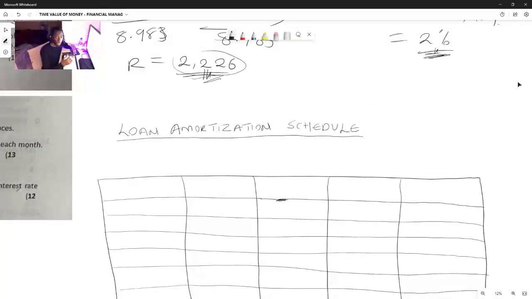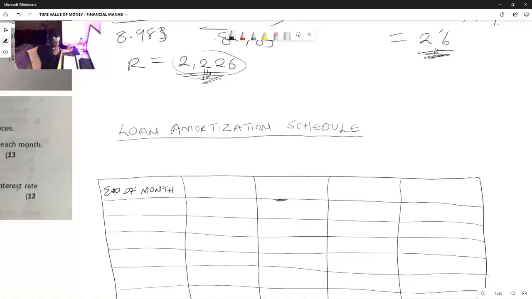Now that we found our equal installment payments of 2,226, and we've also found our interest rate per month, which is 2% in this case, we can now go ahead and fill in our loan amortization schedule. To begin with, in our first column we're going to have our periods, which in this case are months, so we're going to say end of month. If we had years, we would say end of year.